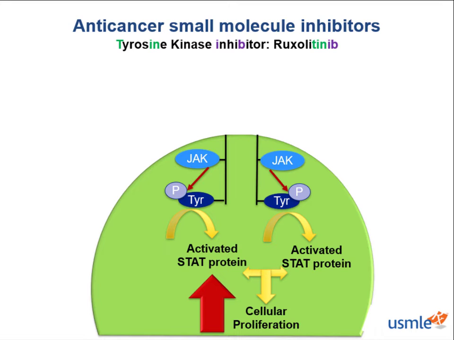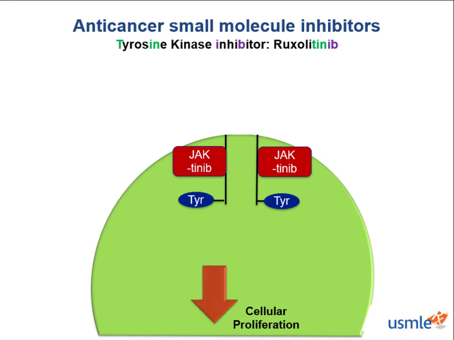Now enter the drug ruxolitinib, a tyrosine kinase inhibitor, as it ends in -tinib. It binds to and inhibits those mutated JAK proteins, decreasing downstream signaling and cellular proliferation. Now let's talk about clinical indications and a mnemonic.